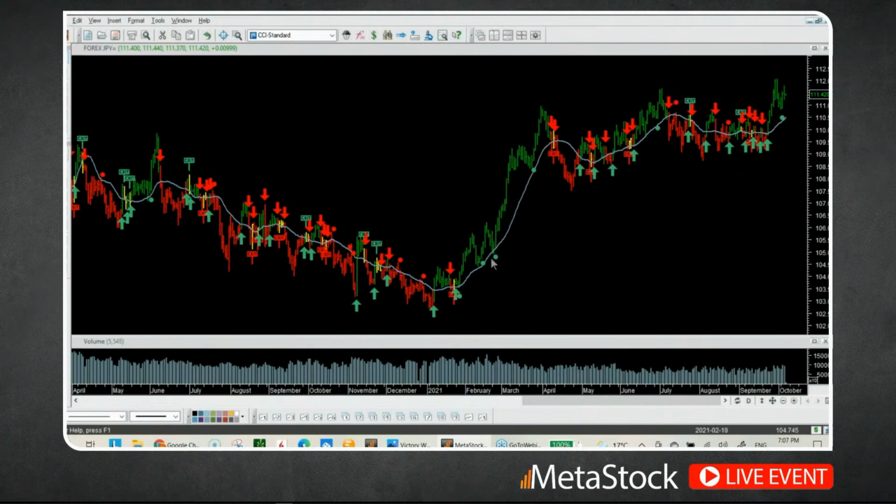Look for a solid trend. Wait patiently and take those signals. But when it tells you to get out, get out. Don't second guess the system. If it's telling you to exit, exit. It's for a reason. I hope that helps.